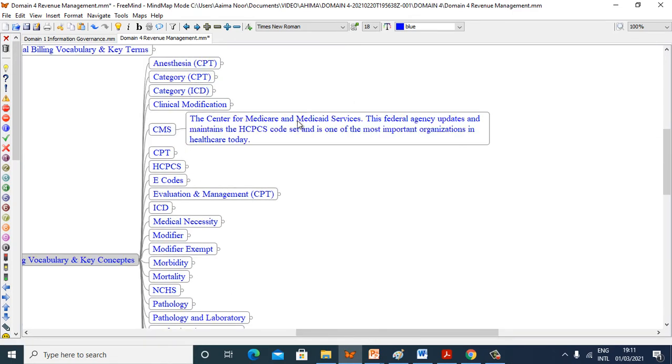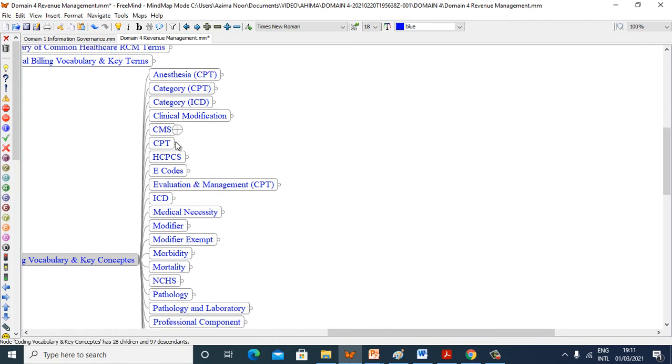CMS, the Centers for Medicare and Medicaid Services. This is a federal agency that updates and maintains the HCPCS code set and is one of the most important organizations in healthcare today.